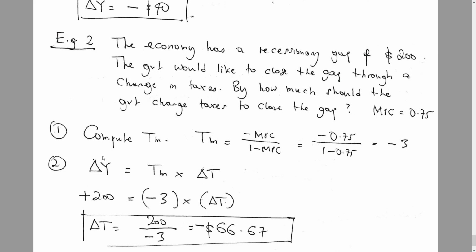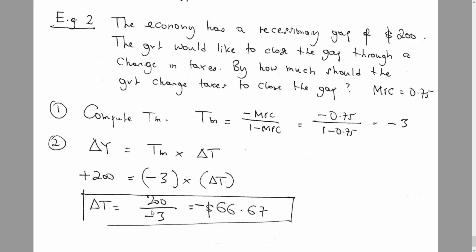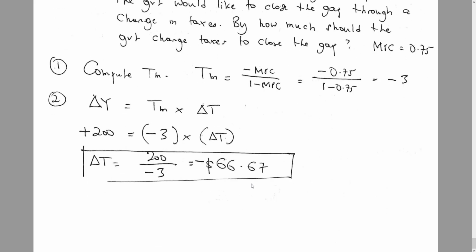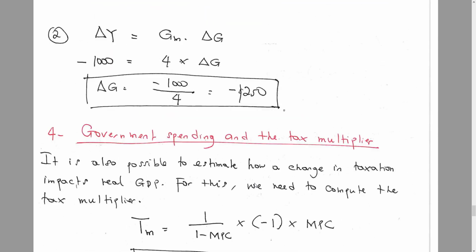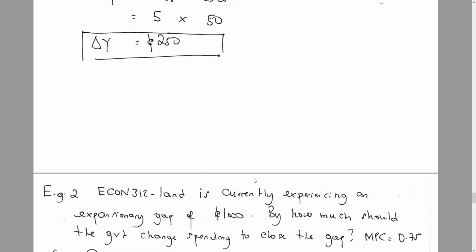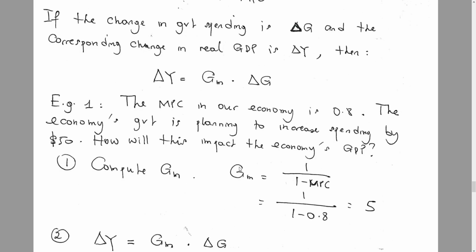So you plug in 200 here, you know that the tax multiplier is negative 3, and then you can find out by how much taxes need to change in order to close that gap. So the gap is going to be closed if taxes are decreased by $66.67. So these are examples using the tax multiplier. I have some examples with the government multiplier here, which I skipped for some reason.